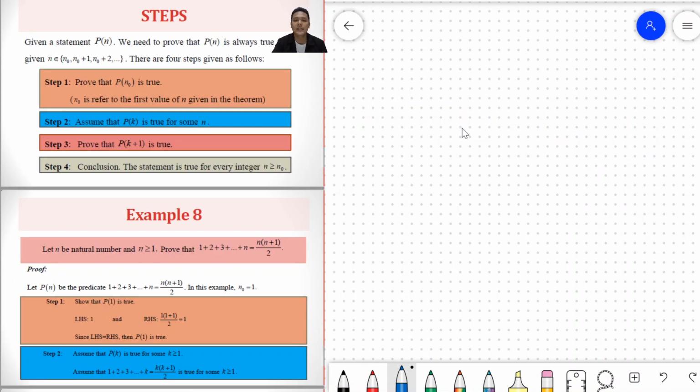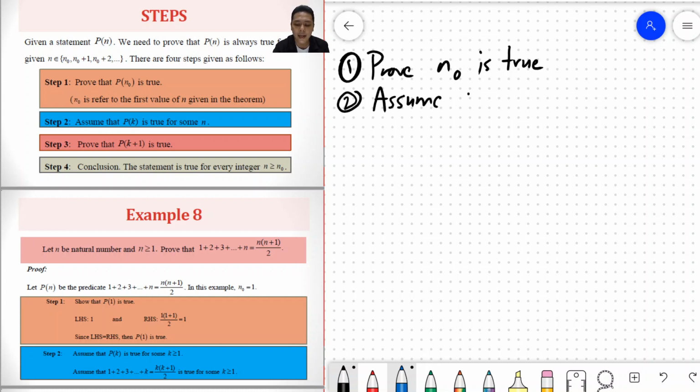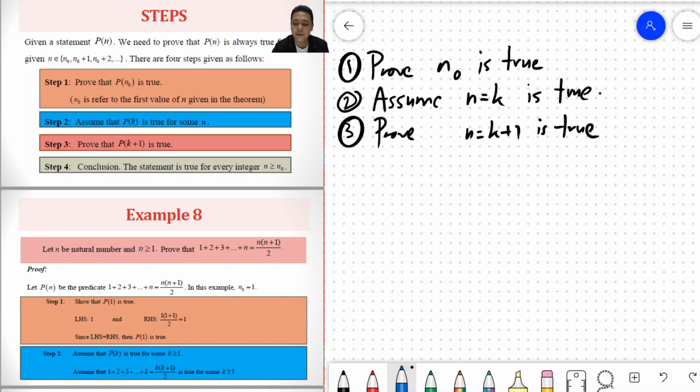There are actually 3 general steps if we want to exclude conclusion as a step, as any proving should have a conclusion. It is mandatory. In short, there are 3 major steps of mathematical induction. The first one is we need to prove the base case, which we call n0, is true. The second one, we just assume that when n equals k, or the kth step, is true. And the last one is we try to prove the case of n equals k plus 1 is true. We need to always use the assumption from step 2 to prove the third step.